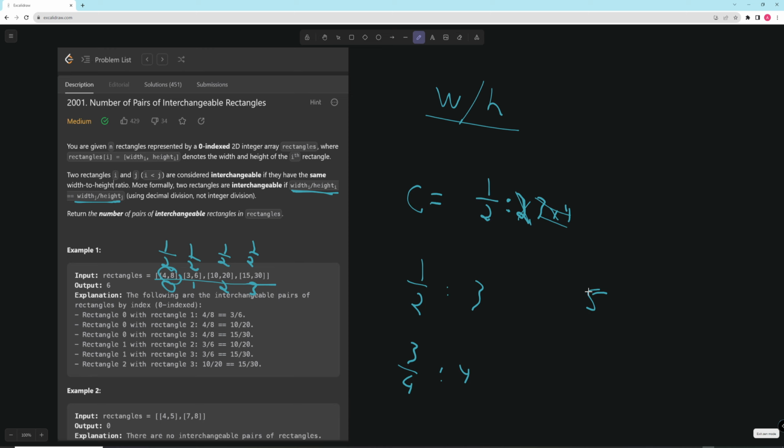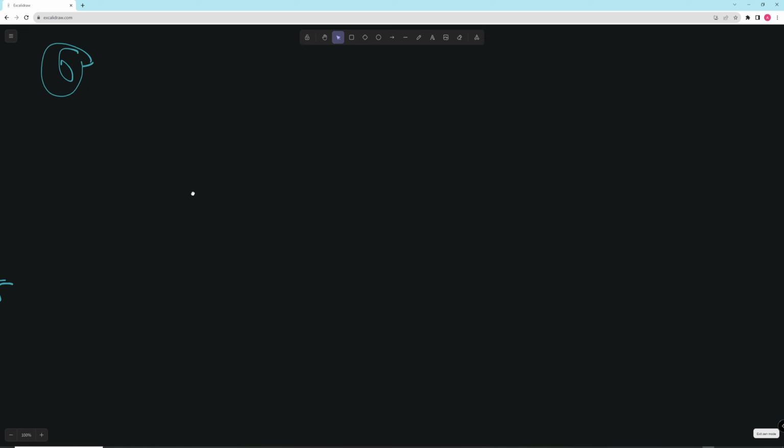And so finally, once you have these ratios and counts, you don't even really care about what the keys are. You just need to take the counts and figure out how many pairs there are for each count. Because it doesn't matter that you have 6 rectangles with ratio 1/2. You just need to know there are 6 interchangeable rectangles and you need to make pairs out of them. The ratio doesn't really matter. And so once you get this hash map of keys and counts, let's actually draw some stuff over here.